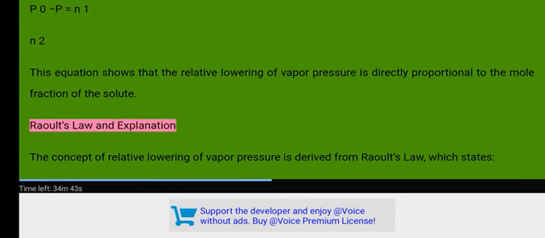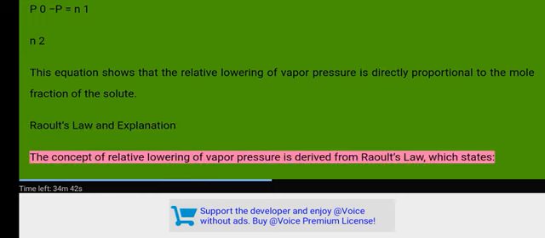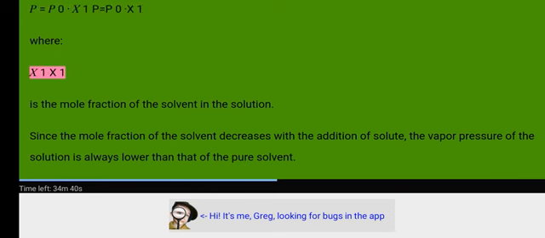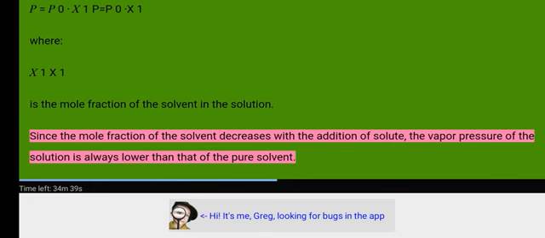Raoult's law and explanation. The concept of relative lowering of vapor pressure is derived from Raoult's law, which states P = P0 · X1, where X1 is the mole fraction of a solvent in the solution. Since the mole fraction of a solvent decreases with the addition of solute, the vapor pressure of a solution is always lower than that of the pure solvent.